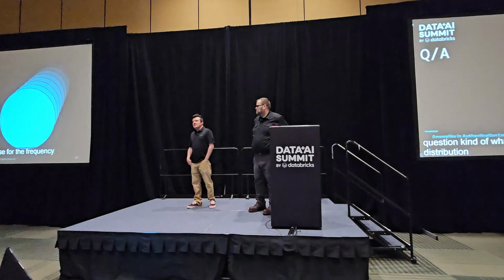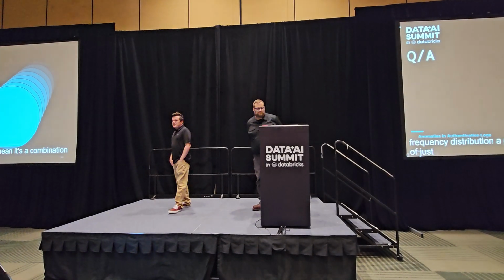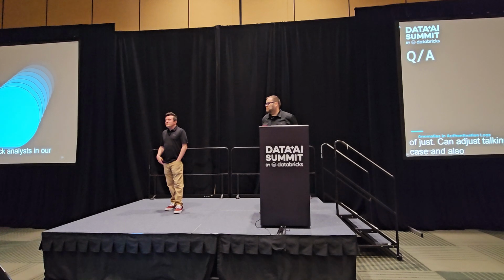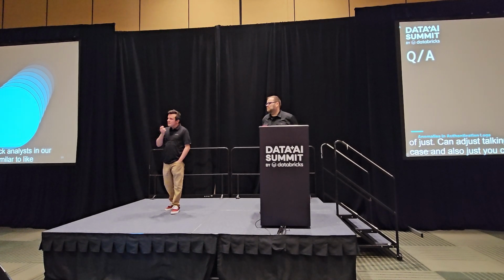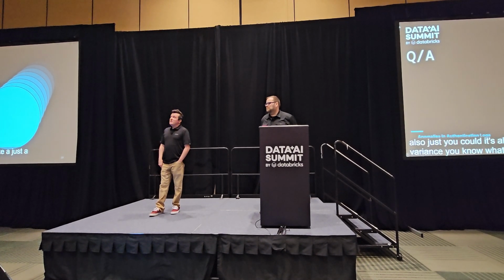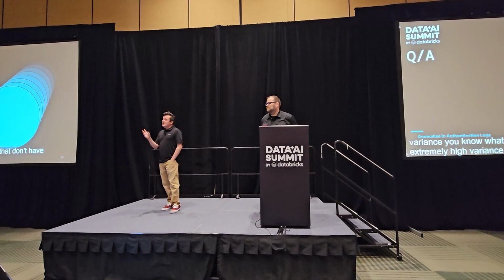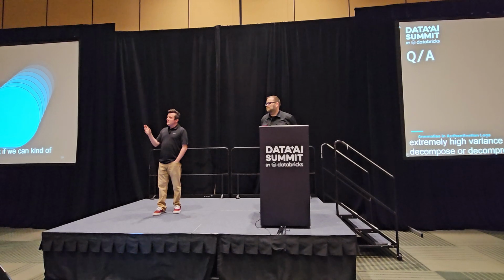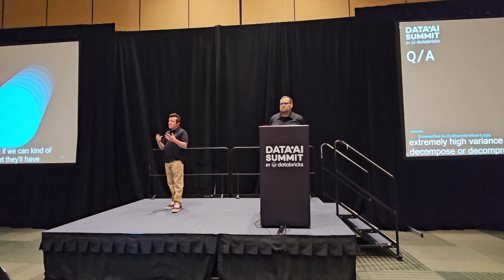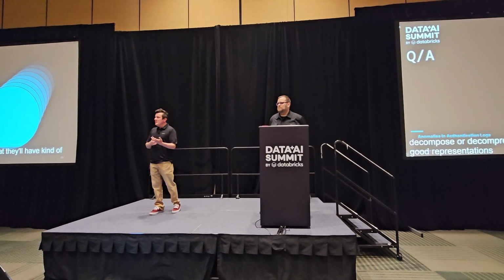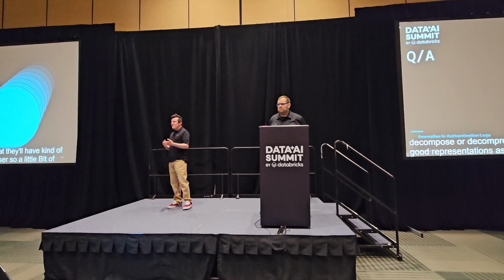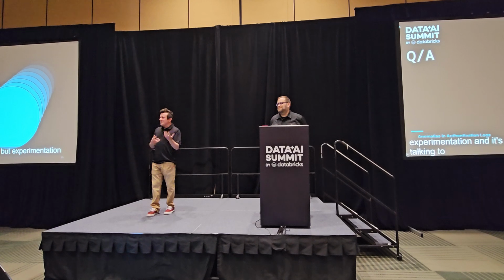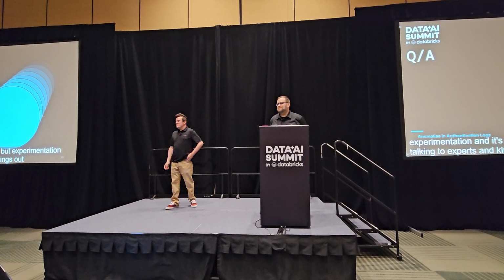That's a good question. It's a combination of just talking to SOC analysts in our case, and it's almost similar to just a variance. What are the features that don't have extremely high variance, that we think that if we can decompose or decompress, essentially, they'll have good representations associated with the user. So it's a little bit of experimentation, it's a terrible answer, but experimentation, talking to experts, and just trying things out. That's how we came to the features that we use.